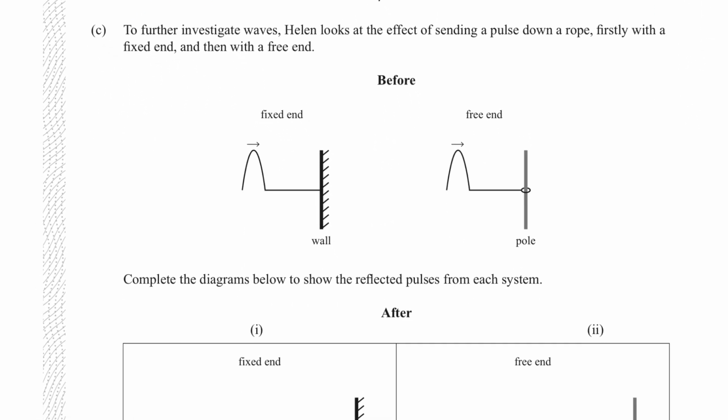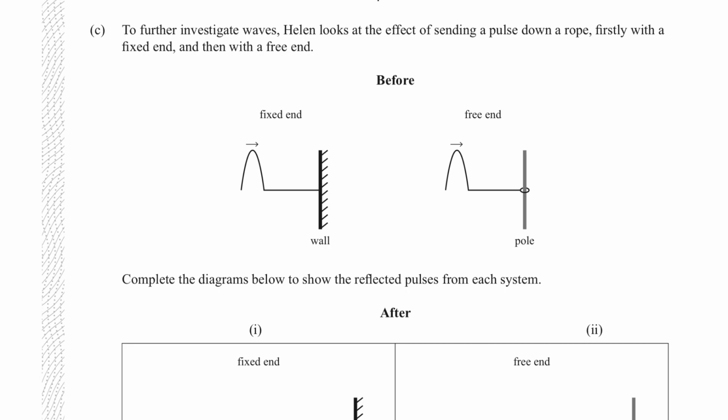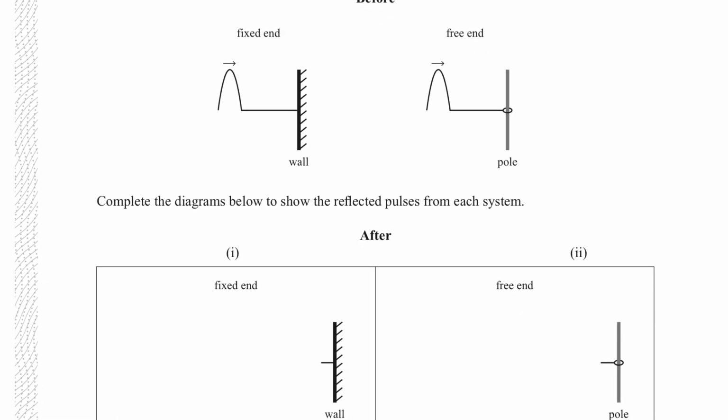To further investigate waves, Helen looks at the effect of sending a pulse down a rope, firstly with a fixed end and then with a free end. Complete the diagrams below to show the reflected pulses from each system. So at the fixed end, where the rope is not free to keep moving, it's going to reflect on the opposite side. You get your phase change.